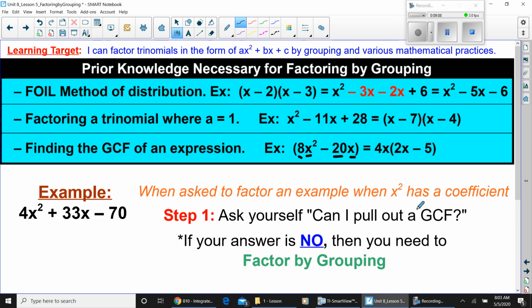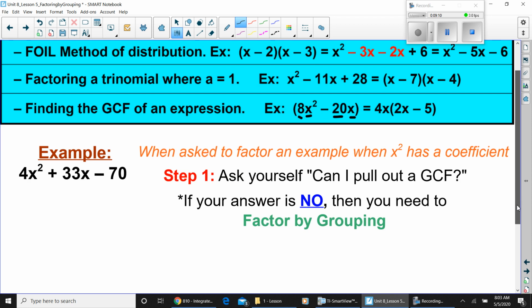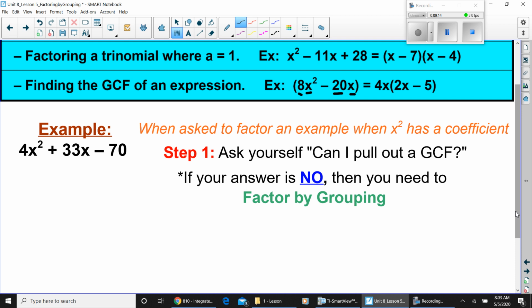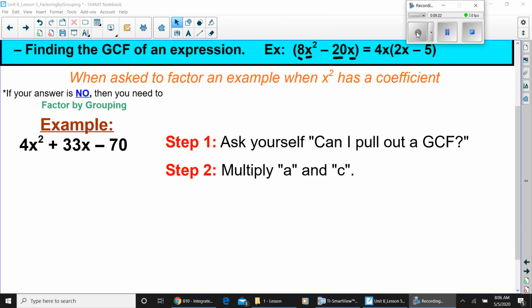But for this example, you do not have anything to pull out, no greatest common factor. That's when you know that you have to factor by grouping. So I would suggest copying these steps down. Just make sure that you have an idea of why you have to do it this way, and it's basically the easiest way to go about it. It's called factoring by grouping.